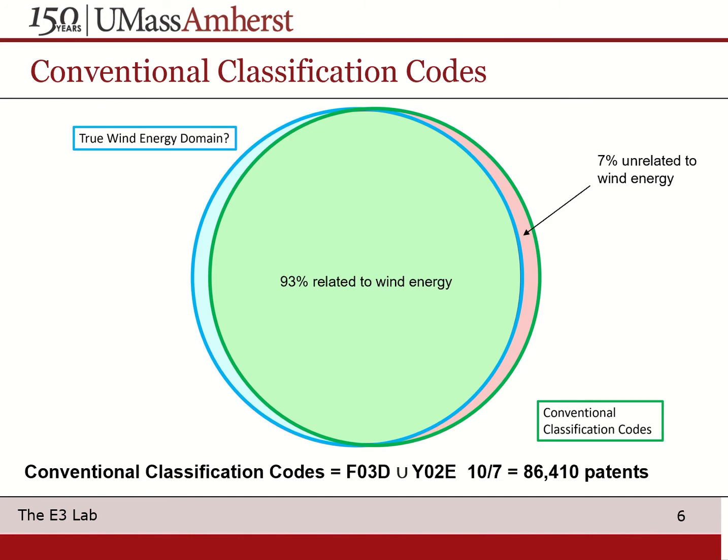After evaluating the set of 100 random patents, we found that 93% of the patents were labeled as being related to wind energy, while 7% were labeled as being not related to wind energy. Although this is a good starting point, our next step was to examine patents that do not have the conventional classification codes, but yet were still related to wind energy.